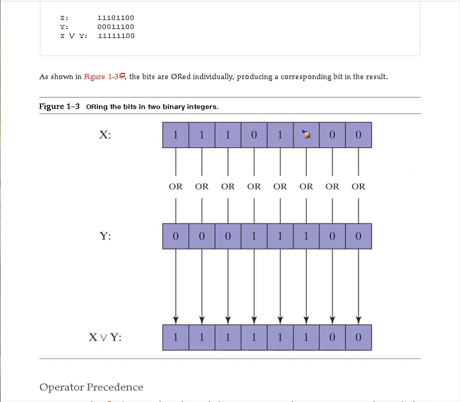Let's take two more numbers, x and y. This time we're going to OR them together. So we do the OR operation bit by bit. False or false is false. False or false is false. True or true is true. And so on. We get here, false or true is true. True or false is true. And so as long as at least one of the bits in one of the numbers is a 1, we end up with 1s down here.